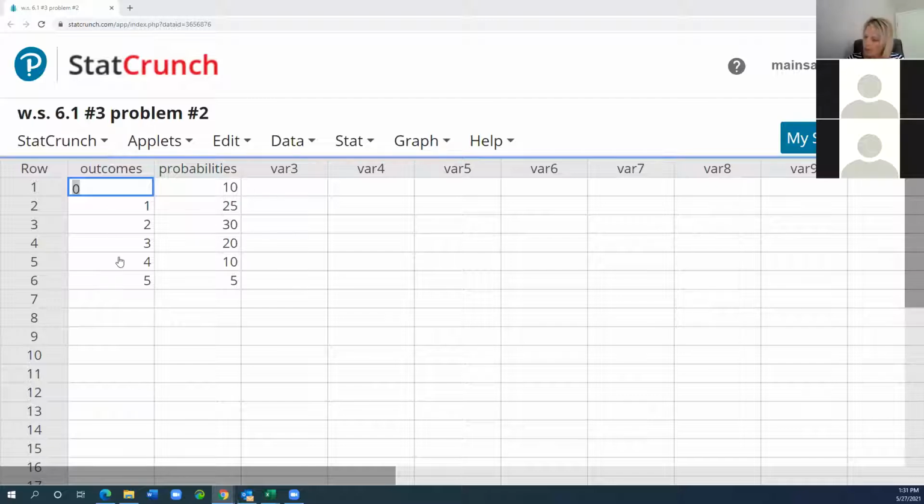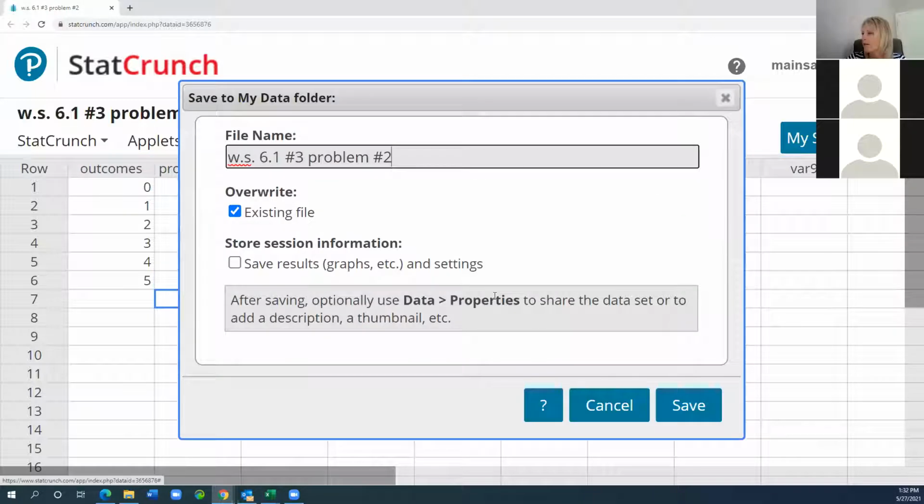So under outcomes, I put the possible number of customers in line, 0 through 5. And then under probabilities, I listed whole numbers, but really they could just be 0.1, 0.2. Oopsie, I forgot this doesn't. 0.3, 0.2, 0.1. Okay, this is what they should be listed as. I'm just going to save that.